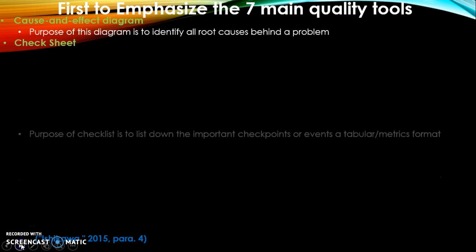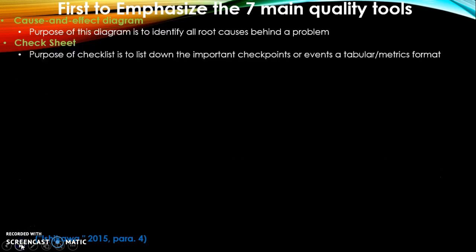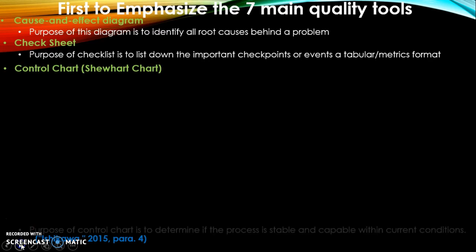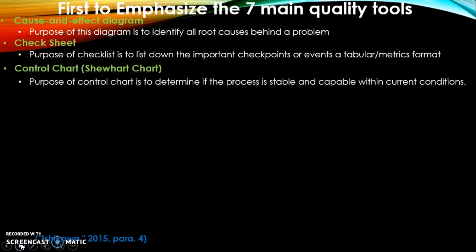He was the first to emphasize the 7 main quality tools, which were the cause and effect diagram. The purpose of this diagram is to identify all root causes of a problem. The check sheet. The purpose of the checklist is to list down the important checkpoints or events in a tabular or matrix format. A control chart, also known as the Shewhart chart. The purpose of a control chart is to determine if the process is stable and capable within current conditions.